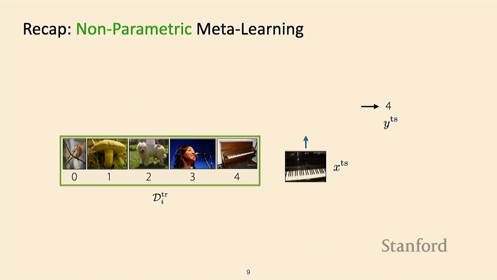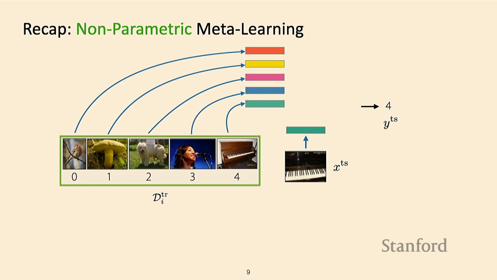And then lastly, we also talked about non-parametric meta-learning, where you create an embedding of all of your examples and then do some form of nearest neighbors to compare the test example with your training examples and output the label of the example that you think you're closest to.